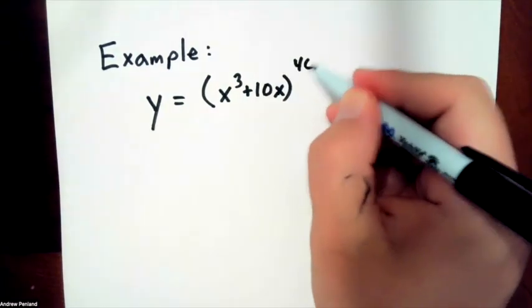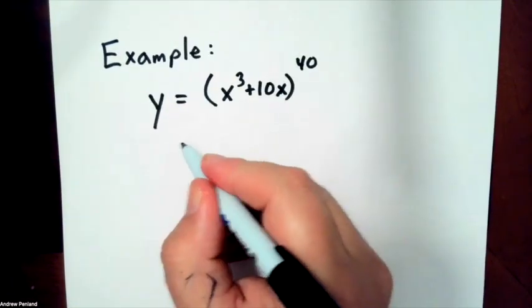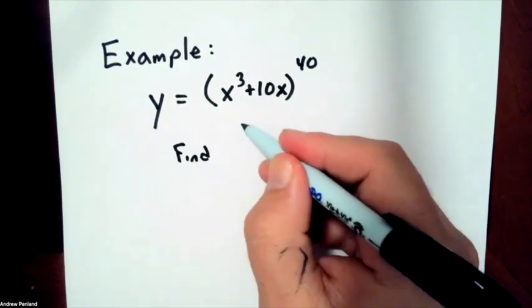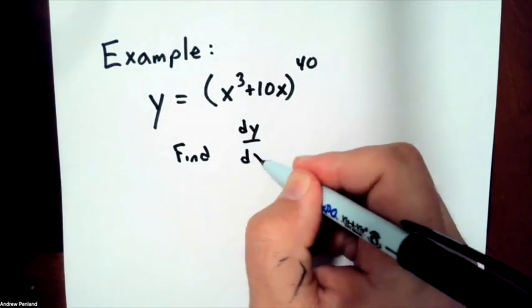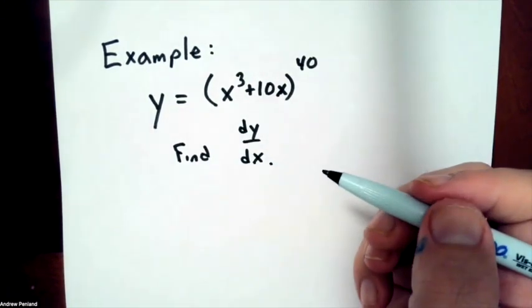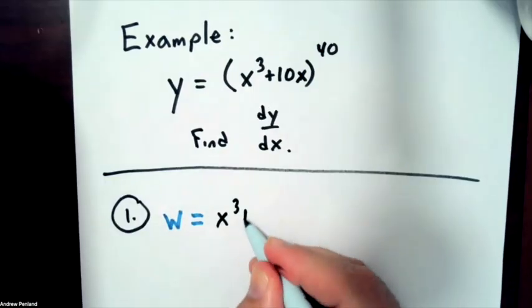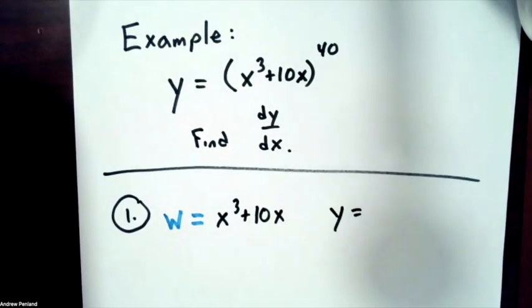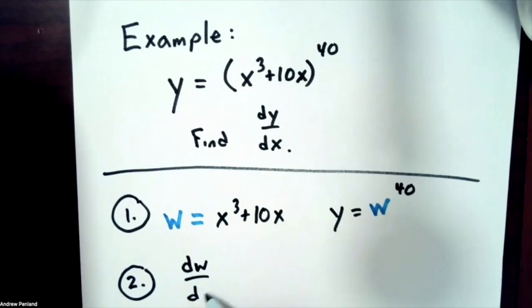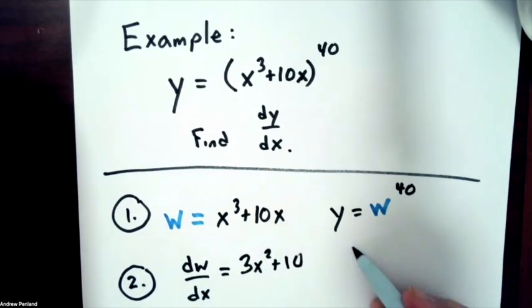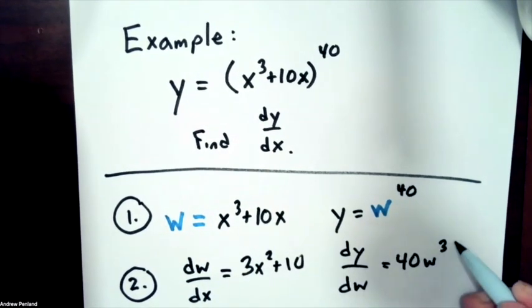In this example we are looking at y equals quantity x cubed plus 10x raised to the power of 40. We are asked to find dy dx. The first thing we are going to do is make our substitution w equals x cubed plus 10x. Now we are going to find the pieces dy dw and dw dx.